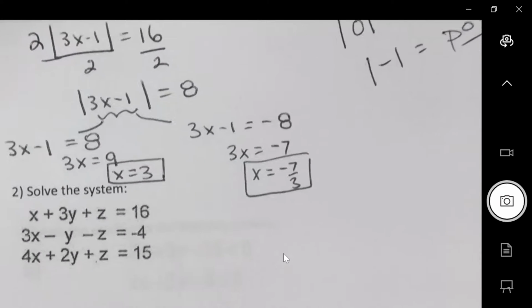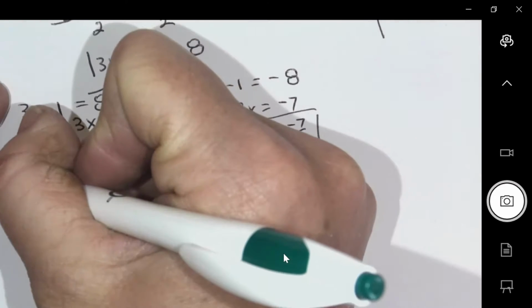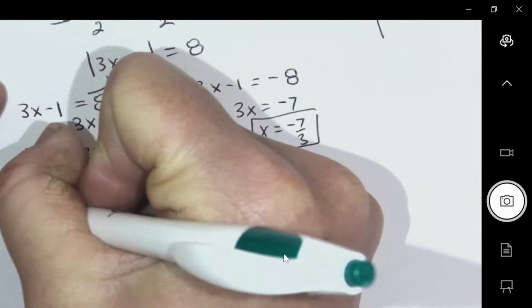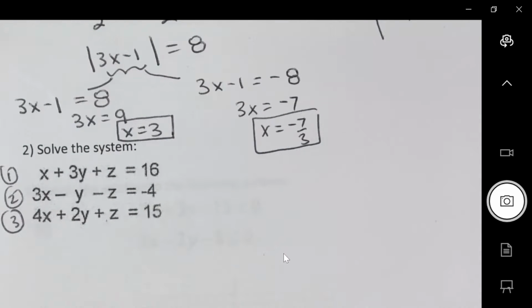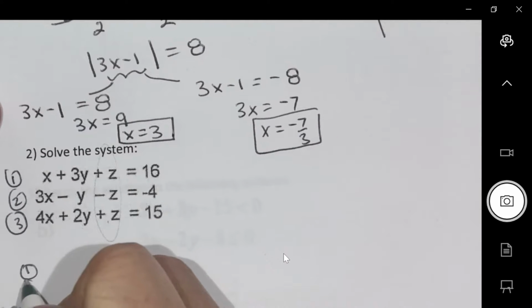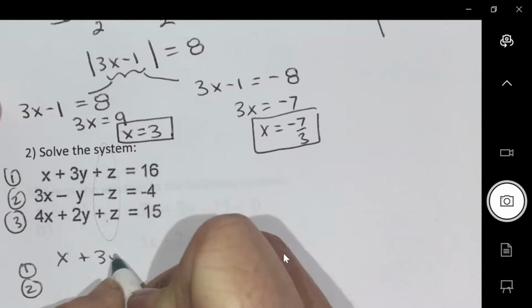Okay, question 2. This is where I have 3 equations, so I'm going to start with just labeling them to organize it. So 1, 2, and 3. When I first look at all these equations, is there one letter that is specifically maybe easier to get rid of than another letter? Z's. Okay, so I'm going to pick 2 equations. Doesn't matter, you just pick. So we go 1 and 2. Write them out.